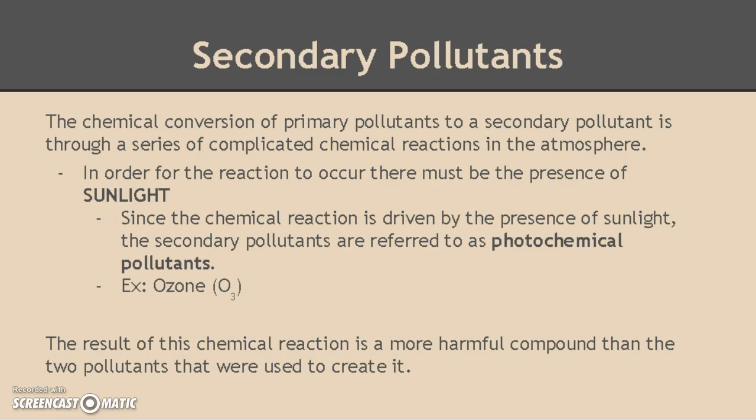Now, the combination of those primary pollutants creates secondary pollutants, and the secondary pollutants are the chemical conversion of primary pollutants through a series of complicated chemical reactions in the atmosphere. And in order for this to happen, there has to be the presence of sunlight. With the presence of sunlight, these secondary pollutants are also referred to as photochemical pollutants. An example of this is ozone. And these pollutants are a lot more harmful than the primary pollutants.